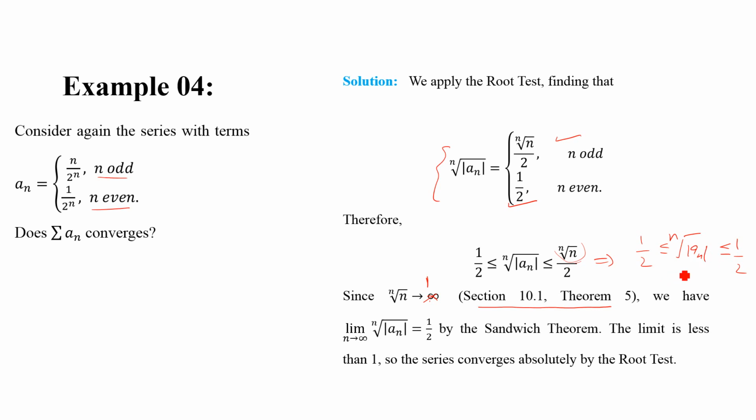So what does this mean? The limit of the nth root of the absolute value of a_n is equal to 1 over 2 by the sandwich theorem. And since this 1 over 2 is less than 1, this means this series is absolutely convergent, and if this series is absolutely convergent, then this series is convergent. So that's all for today.